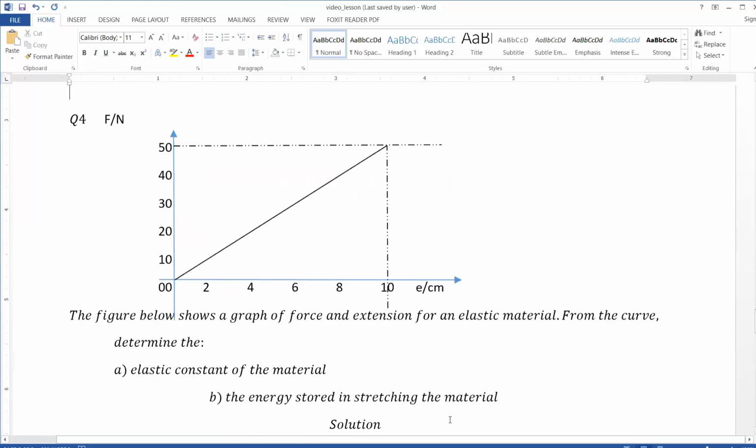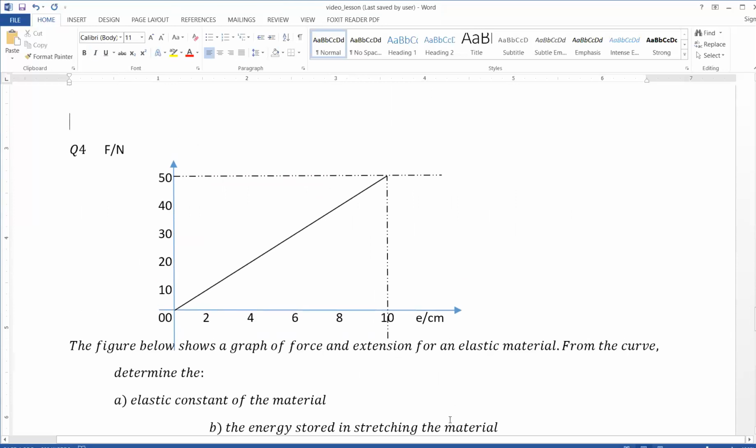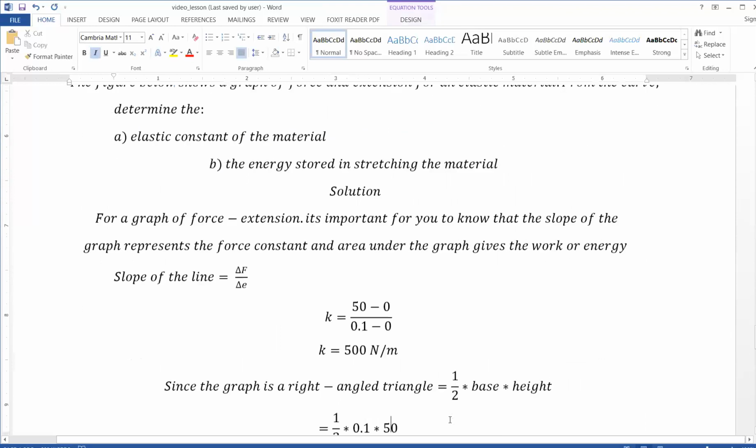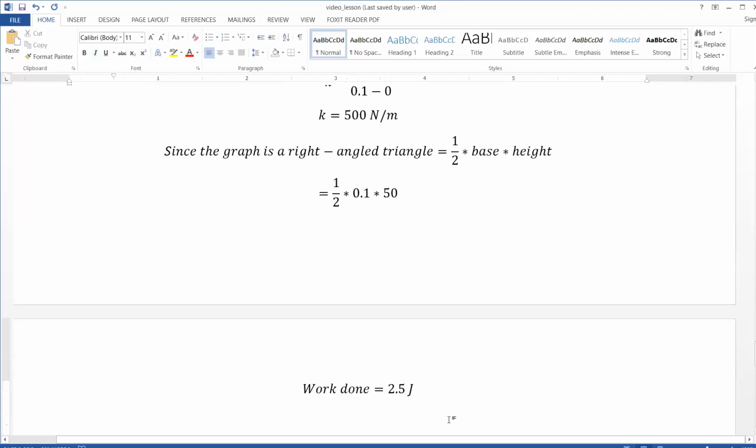I hope that with this solution, you have seen the step-by-step approach to solving questions under elastic property.